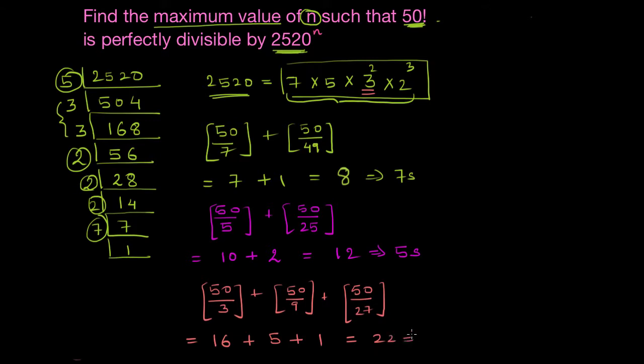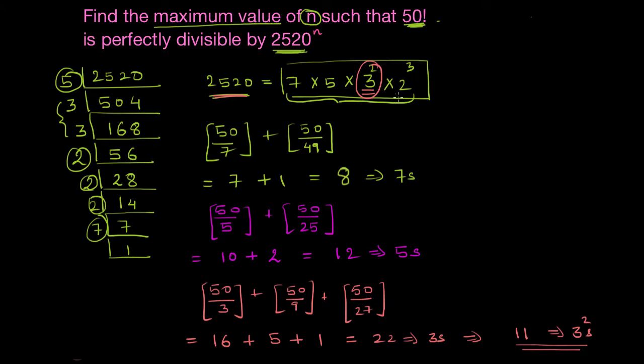Now I have 22 number of 3's, but in order to form 2520, I require a combination of 2 such 3's. So if I have 22 threes, this means I'll have 11 3 squares available, which is what I require. So this was about 3 square.